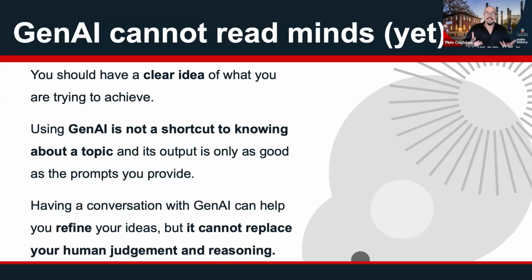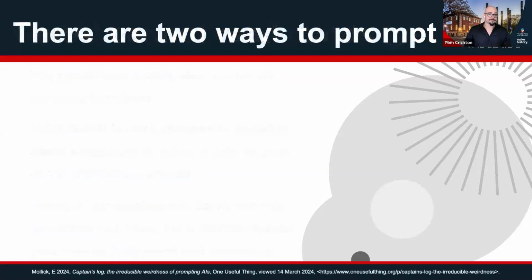Now, if you only have a vague idea of what you're trying to achieve or a vague idea of a topic, for example if you're trying to use AI to teach you about a new skill or a new concept, having a backwards and forwards conversation with the Gen AI chatbot can help you refine your ideas, but it can't replace your human judgment and reasoning. Fundamentally, as we'll learn in a second, it's still the human using the tool that is ultimately responsible for the quality of the output that's created and how the output is then used in practice.